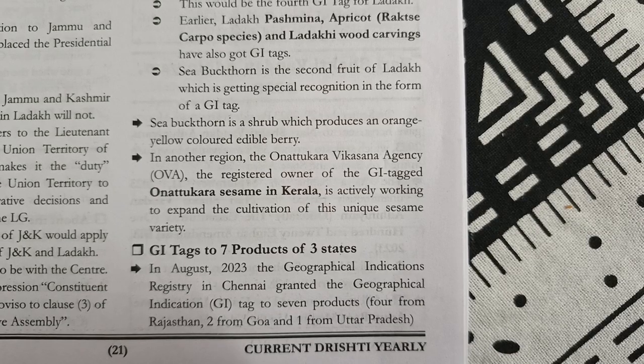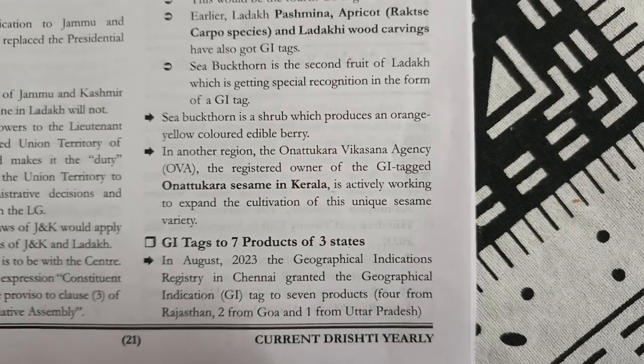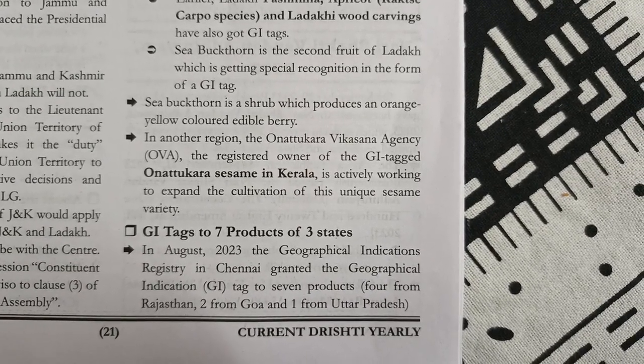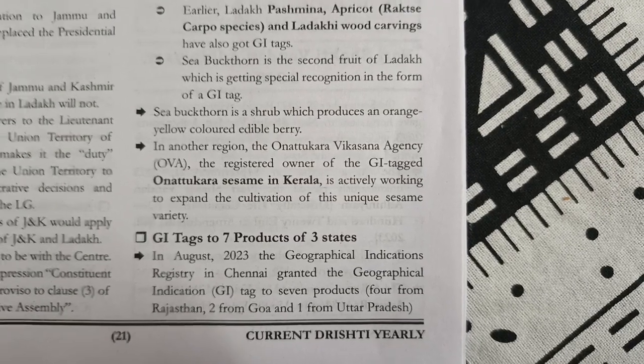The GI tags to 7 products of 3 states. In August 2023, the Geographical Indication Registry in Chennai granted the GI tag to 7 products, 4 from Rajasthan, 2 from Goa, 1 from Uttar Pradesh.